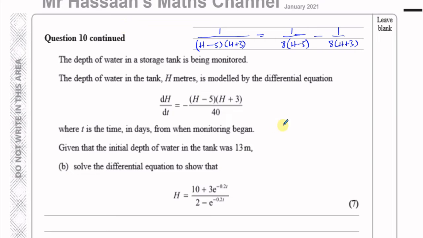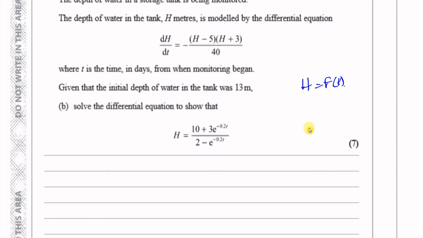If you're solving a differential equation, you're basically changing dh/dt into h equals some function of t. That's what we're doing. That's how we have to have it in the end. So in order to solve this differential equation, we're going to start off with what they had given us, which is dh/dt equals.